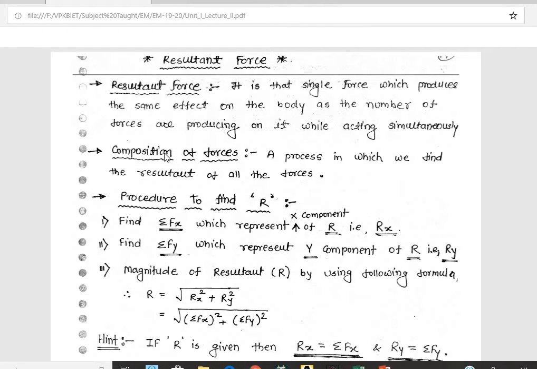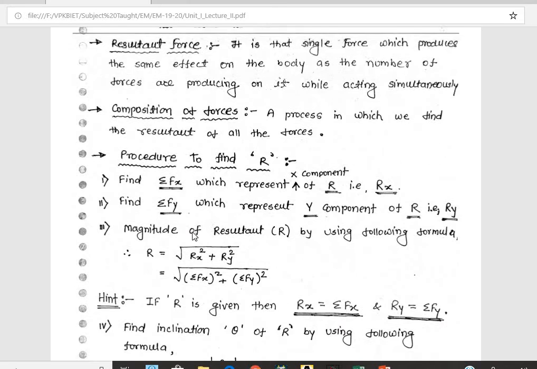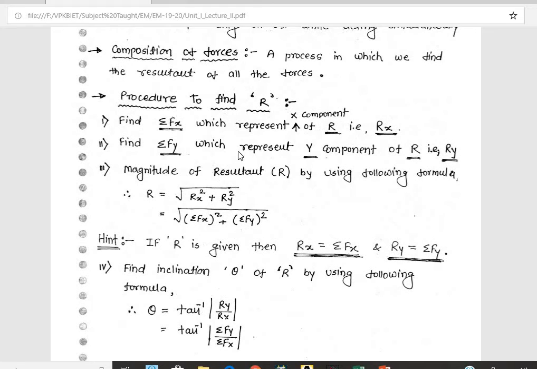Now, next is composition of forces, a process in which we find the resultant of all the forces. Means the procedure we are going to adopt is called composition of forces. Now let us discuss the procedure to find the resultant. The resultant force is denoted by capital R.